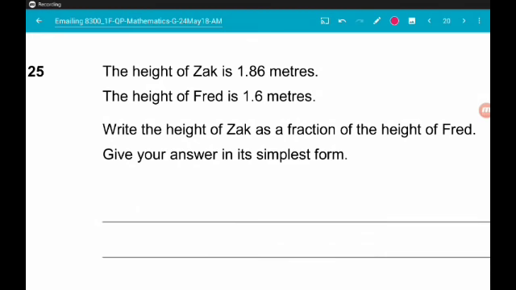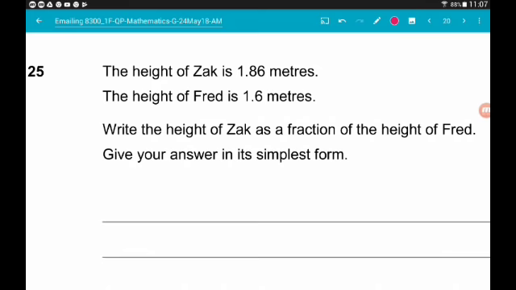Okay, question 25. So we've now reached the questions that are also on the higher paper. So, the height of Zach is 1.86 metres. The height of Fred is 1.6 metres. We want to write the height of Zach as a fraction of the height of Fred in its simplest form.